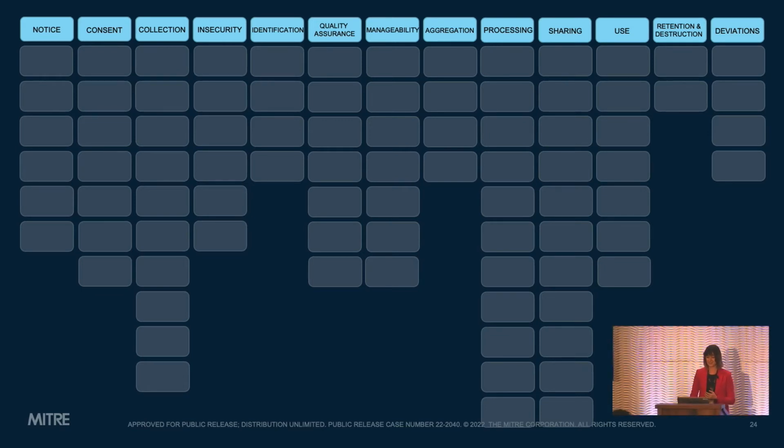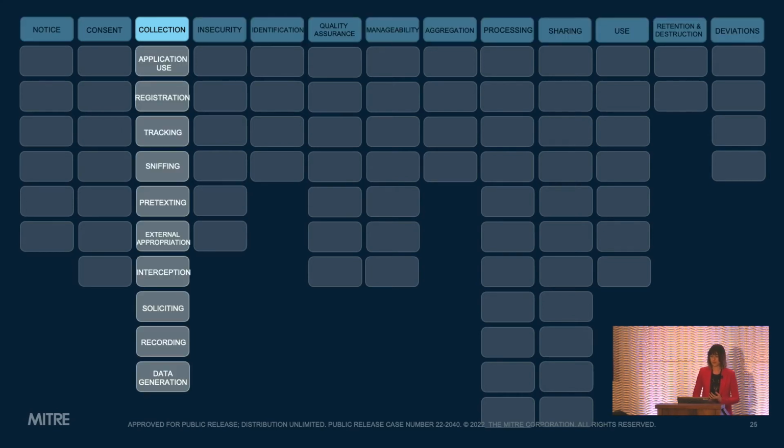These are the different activities that a system or an organization can take in relation to personal information and data subjects. So from left to right, we've got notice and consent, collection of information, insecurity specifically related to privacy, identification of data, quality assurance, not only of data, but also of data sources, of different parts of your lifecycle model, aggregation and processing, manageability of data by the data subject, sharing, use against the data subject, retention and destruction, and deviations, for example, deviations from stated policy.